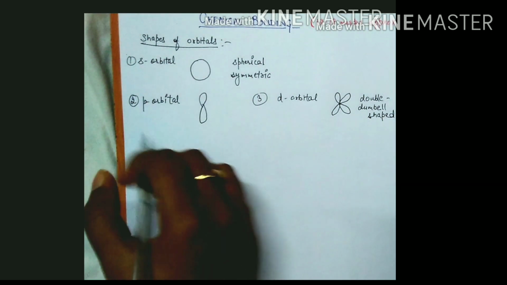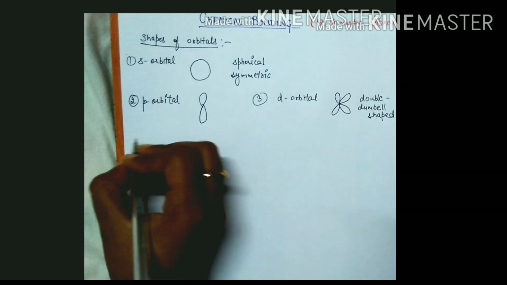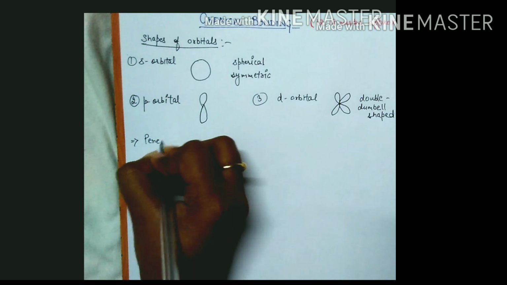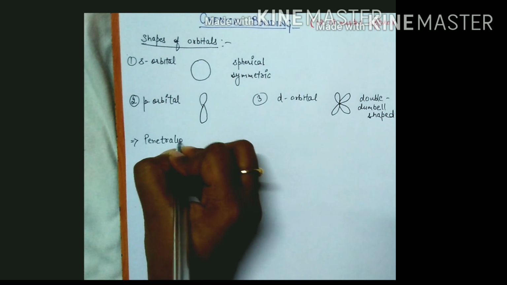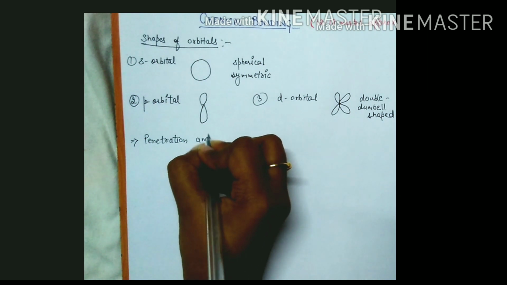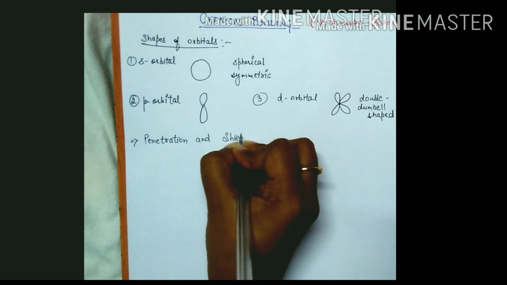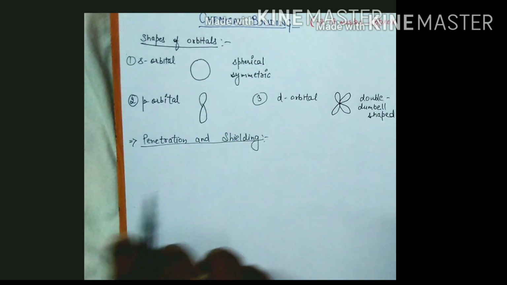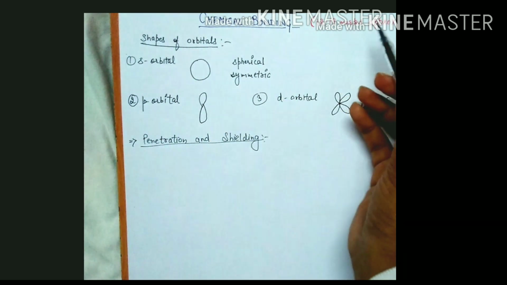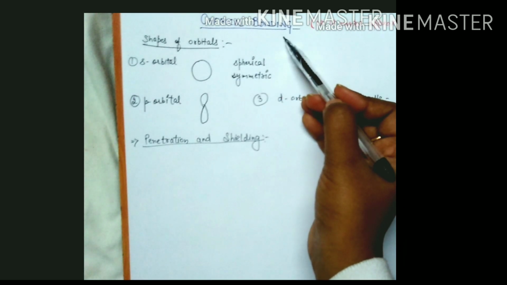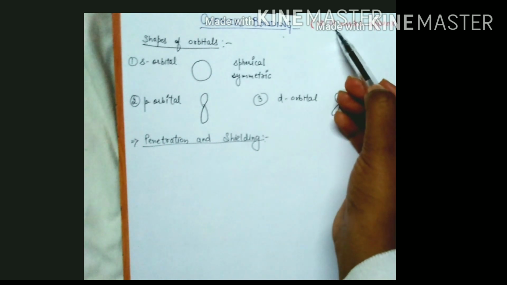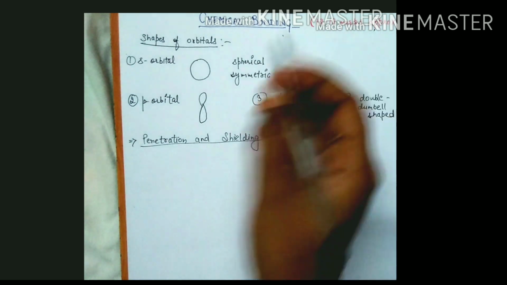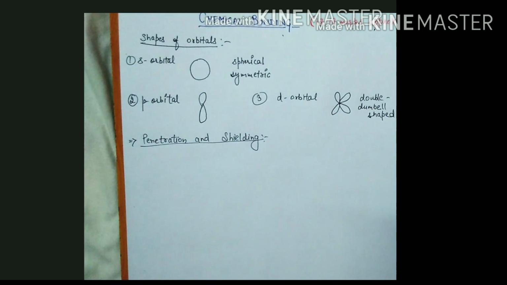So this was the basic necessary to tell you guys about a very important concept, that is penetration and shielding. Before I start this important concept, I want to tell you guys that this chemical bonding chapter comes for 12 to 18 marks approximately in your NET exams. So we'll start with penetration.